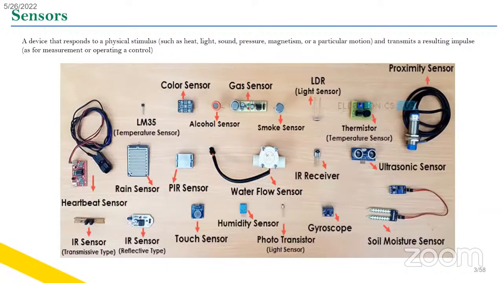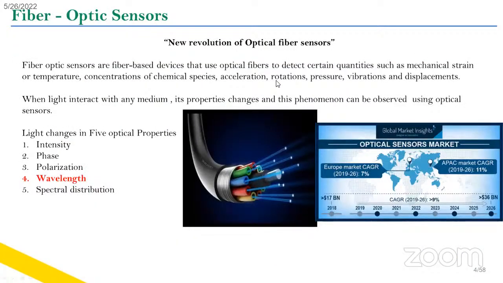This is a basic definition of a sensor: a device that responds to a physical stimulus such as heat or light. It is a general way of explaining what a sensor is. These are some traditional sensors we see in our day-to-day life. Next is the fiber optic sensor. I want to explain more on fiber optic sensors rather than the traditional sensors.